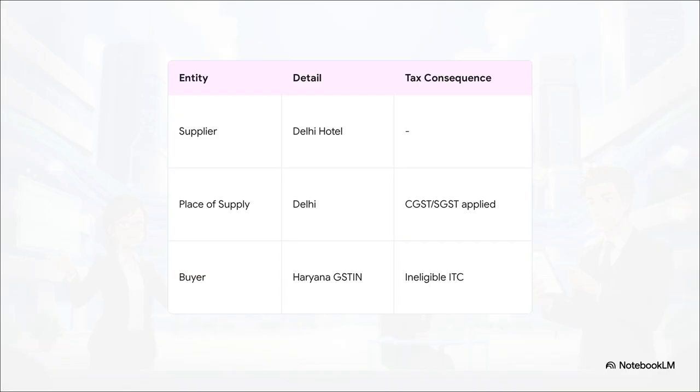Now let's look at one of the trickiest concepts out there, place of supply mismatches. Imagine you're a business registered in Haryana. You travel to Delhi for a meeting and stay in a Delhi hotel, and you hand the hotel your Haryana GST number. Well, the hotel is in Delhi, and the service is physically consumed in Delhi, so the place of supply legally remains Delhi. The hotel has to charge local Delhi CGST and SGST. But because you're registered in Haryana, that local Delhi tax is completely useless to you. Your input tax credit becomes totally ineligible, and you just lose that money entirely. It is a really harsh reality of a destination-based tax system.